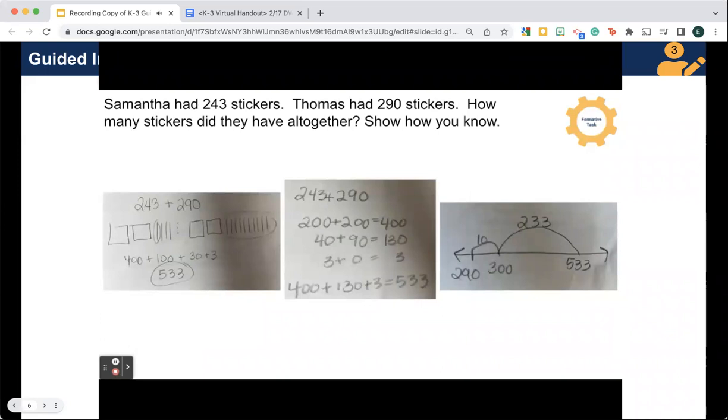I would ask all students to make sense of this first piece of work by asking questions like, what do these 4 squares represent? Why did this person circle these 10 lines? What do you think the student did? I would then put up the next piece of work and ask questions like, where do these 200s come from? Why did the student add 40 and 90? How did they get the solution of 533?